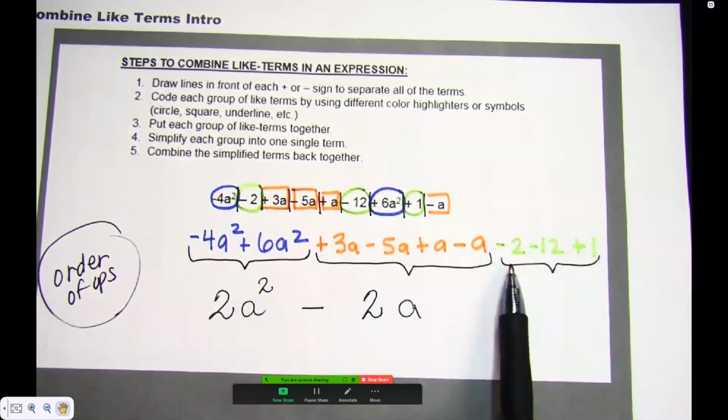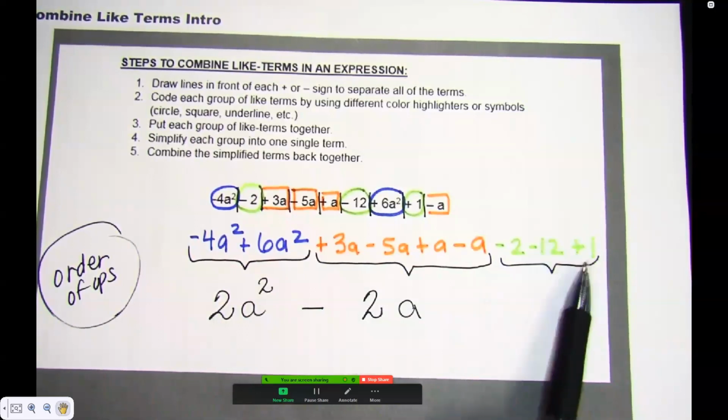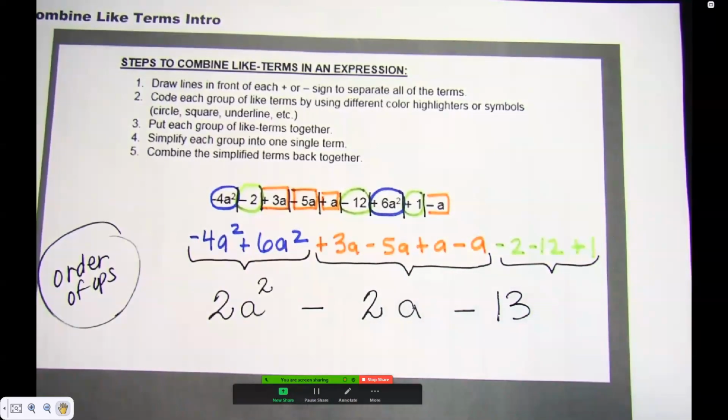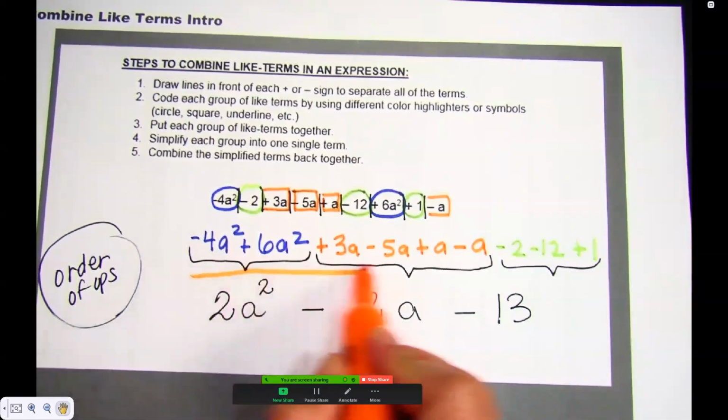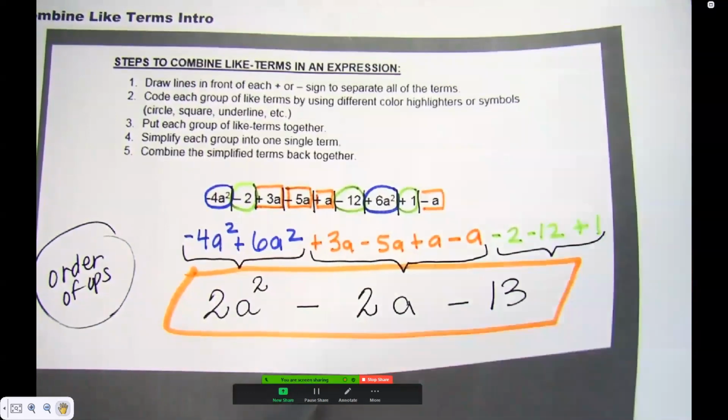Last but not least, a -2 and a -12 is a -14. A -14 with one positive is a -13. And that's it, guys. So that's a really simple, basic way to combine like terms, and y'all don't have to follow all of these steps. If you've got a shorter method, I want you to use that method. That would be awesome.